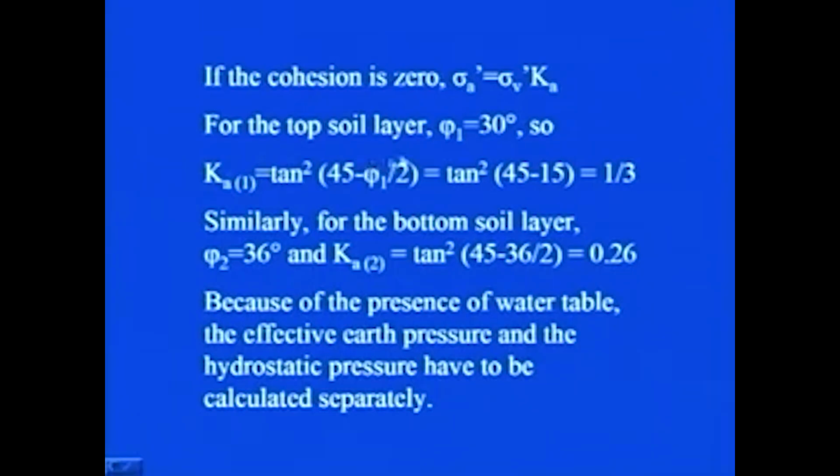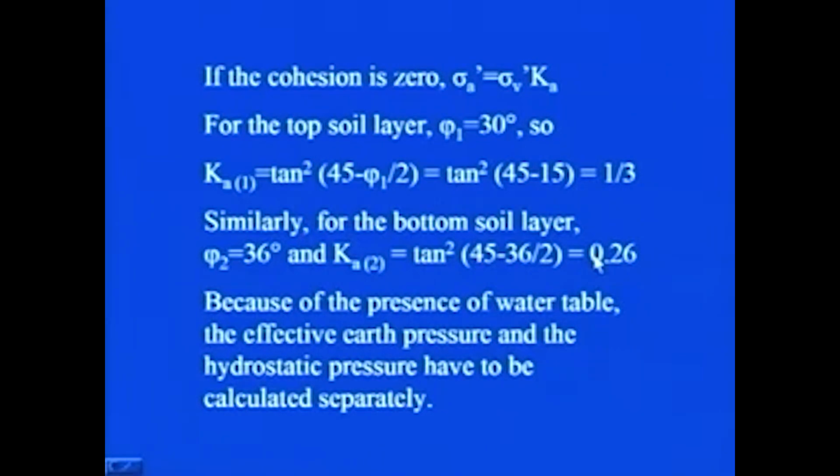For the top soil layer it has been given that phi 1 is equal to 30 degrees. You know the expression for Ka is tan square (45 minus phi by 2). In this case phi is equal to phi 1, so Ka1 is tan square (45 minus phi 1 by 2). Phi 1 in this case is 30 degrees, so that is tan square 30 degrees, which is equal to 1 by 3.